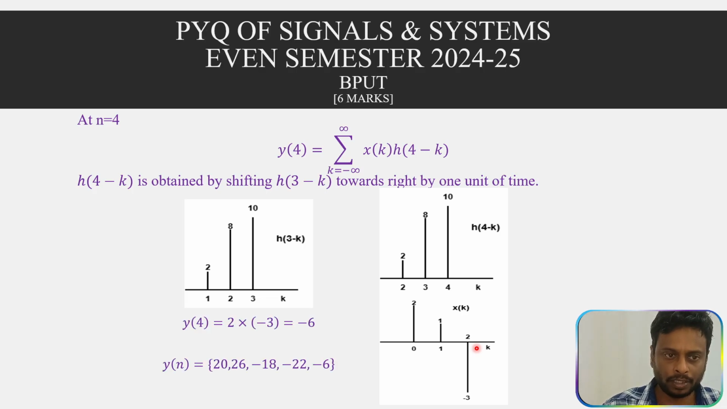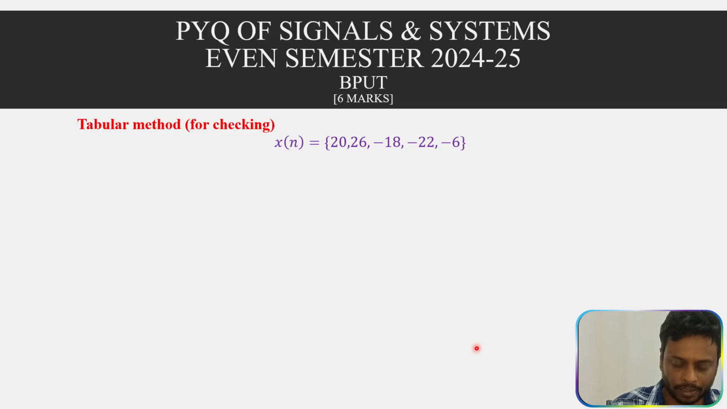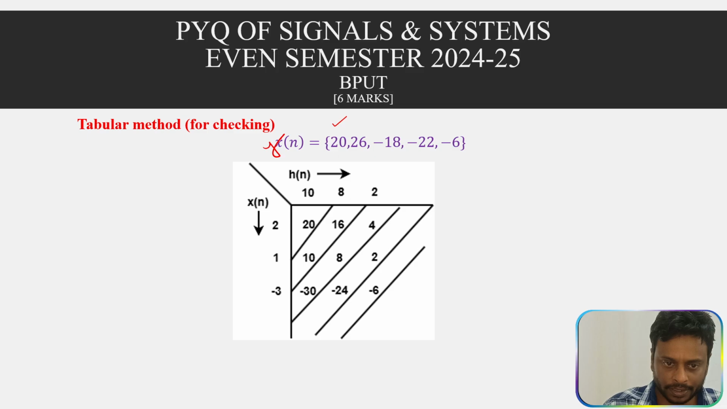So now, this is our x of n. Okay. So we have calculated this y of n. So let us check this by tabular method. So this is our x of n, that is given as 2, minus 2, 1 and minus 3, h of n equal to 10, 8 and 2.